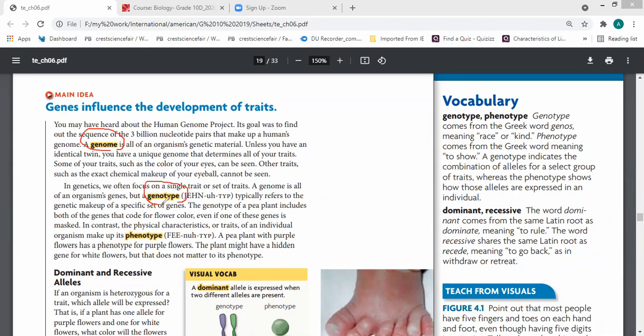Genotype and phenotype, we explained it. Phenotype means the physical appearance, like hair color, skin color, flower color, and so on. Genotype means the symbols or the letters which represent the phenotype.